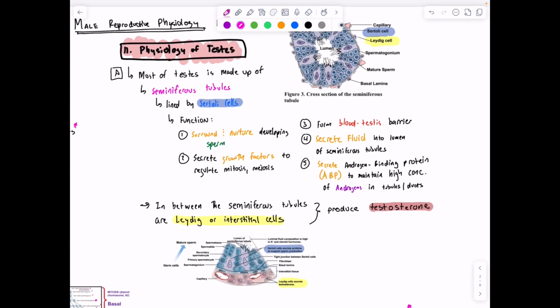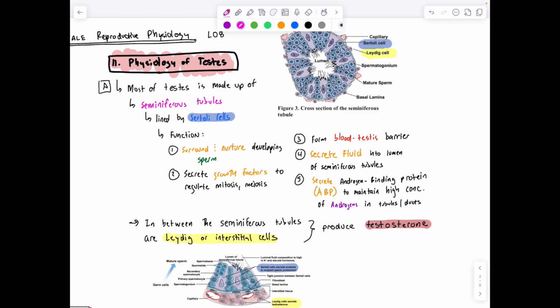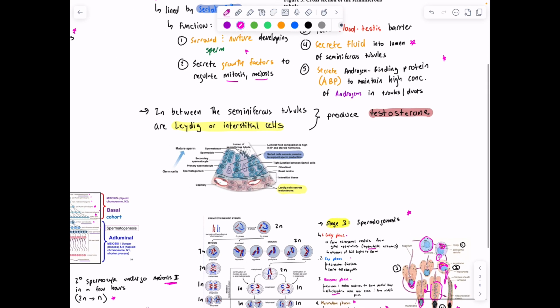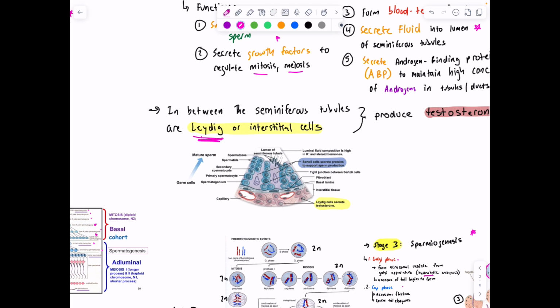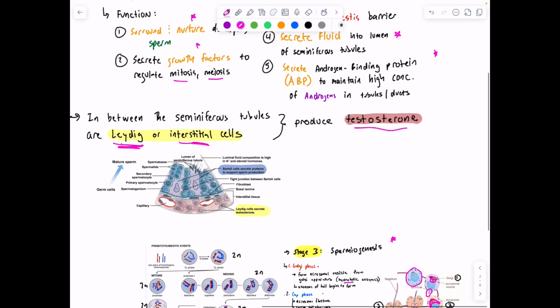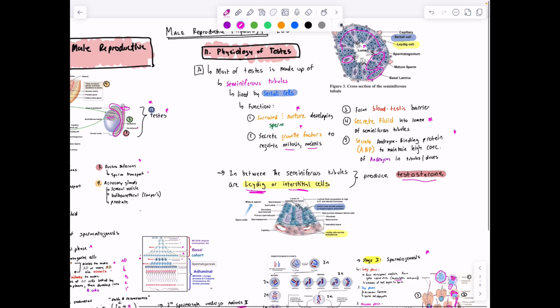We know that the testes themselves, as we said, are made up of these seminiferous tubules where all this is taking place. They're lined by these Sertoli cells, which are going to surround and nurture developing sperm, secreting growth factors that regulate mitosis and meiosis. They form the blood-testes barrier, which also separates us into the adluminal and the basal compartments. It secretes fluid into the lumen of the tubules, and then secretes androgen-binding protein to maintain a high concentration of androgens overall. And then we know that the Leydig cells, aka the interstitial cells, are producing the testosterone in our testes. All right, and those Leydig cells would be located outside of our seminiferous tubules.